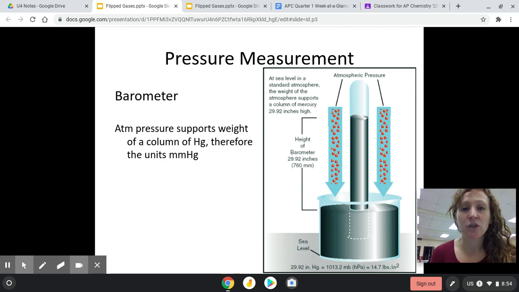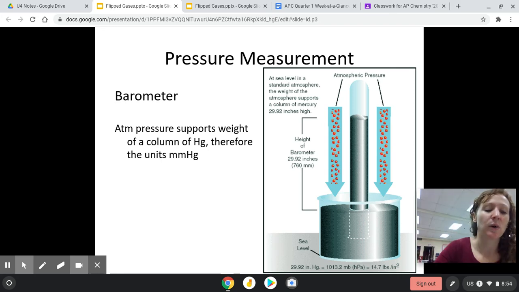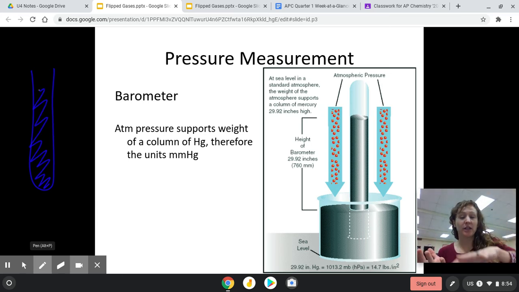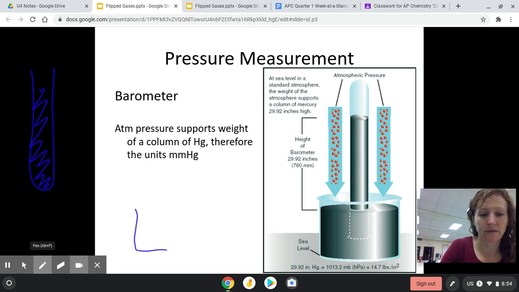Okay, so let me introduce you to the barometer. This was probably the first way that people started to use a device to measure pressure. What they did was they took a tube and filled that tube with mercury. And then they flipped it upside down into a bowl of mercury.